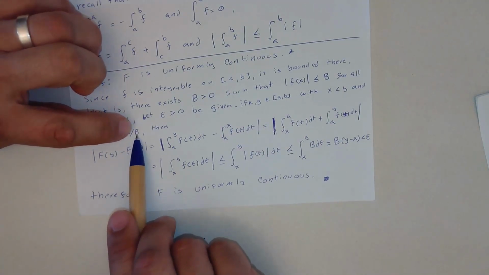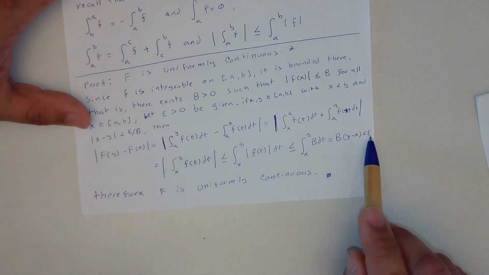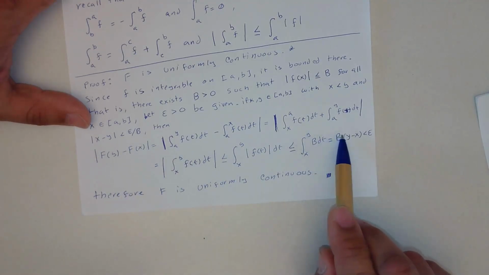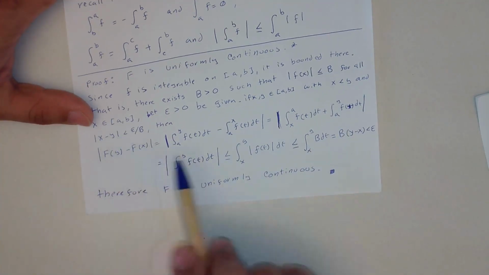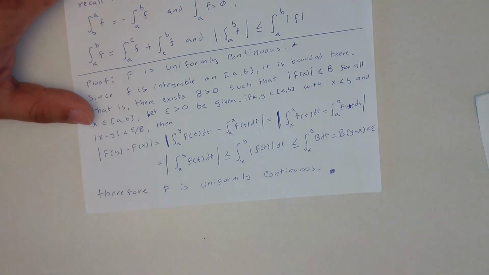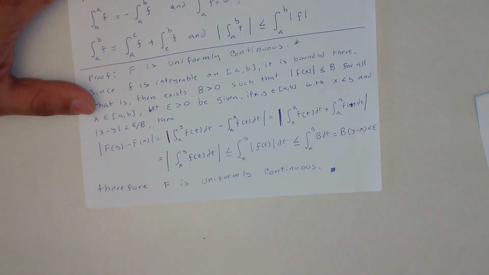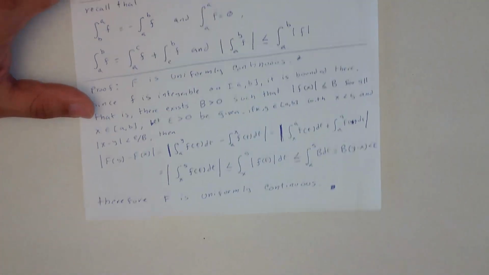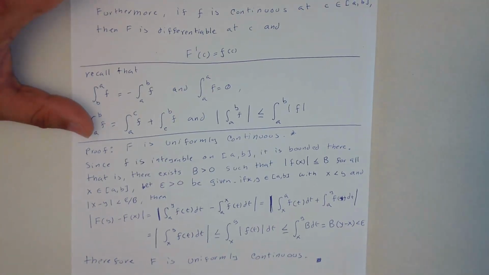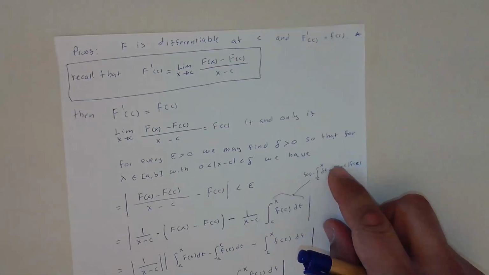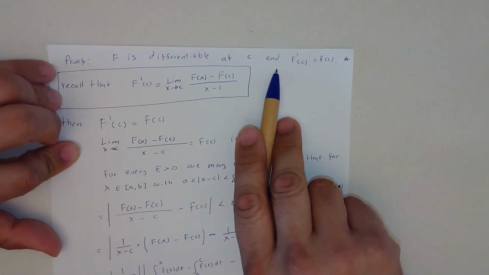Since the distance is less than epsilon divided by B, we can basically cancel this B and multiply by the distance between these two numbers, and we will have epsilon. Therefore, F is uniformly continuous. Okay. Now what? The second part of the fundamental theorem of calculus 1 is this. We want to prove that F is differentiable at c, right?